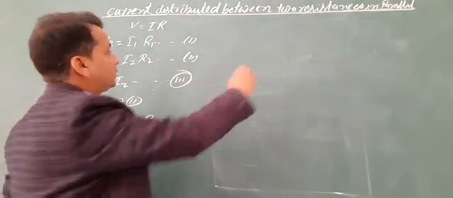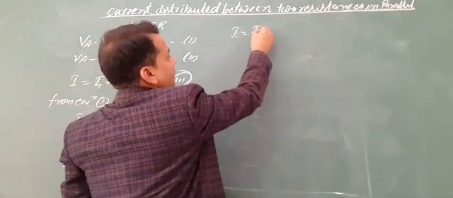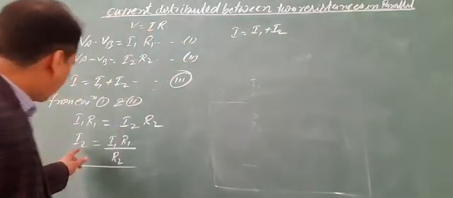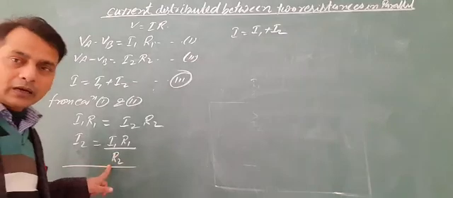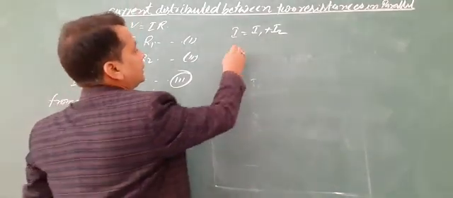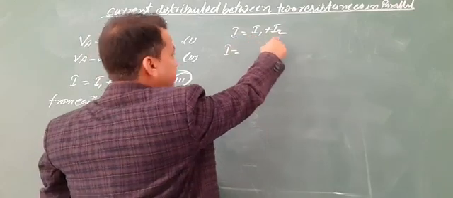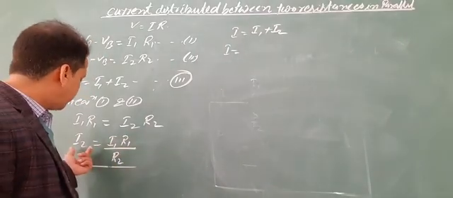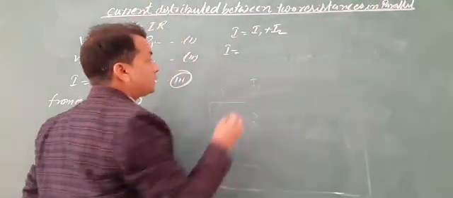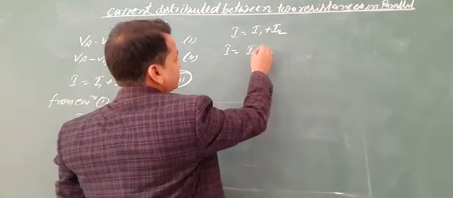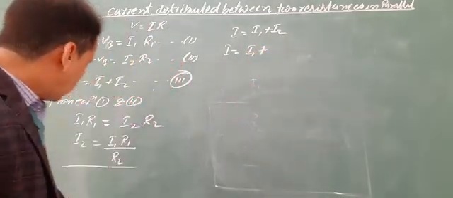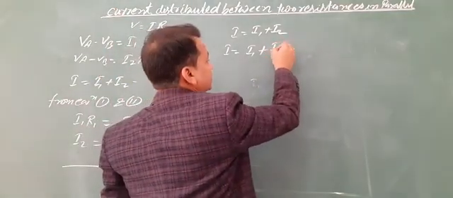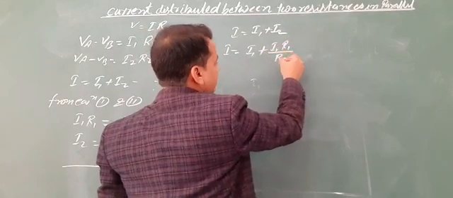Put the value of I2 equal to I1 R1 by R2 in I equals I1 plus I2. Then put the value of I2 in the third equation. Then I equals I1 plus I1 R1 by R2.